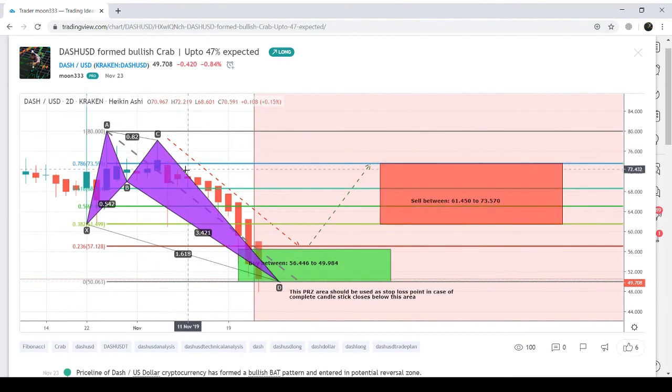The final leg should be retraced between 1.27 up to 1.618 Fibonacci. Here we can see the price action has crossed 1.27 and now it has hit 1.618 Fibonacci. Now it has entered the potential reversal zone. We are expecting it will move up and hit the Fibonacci projection of A to D between 0.382 up to 0.786 Fibonacci. This is the buying range and these are the sell targets.